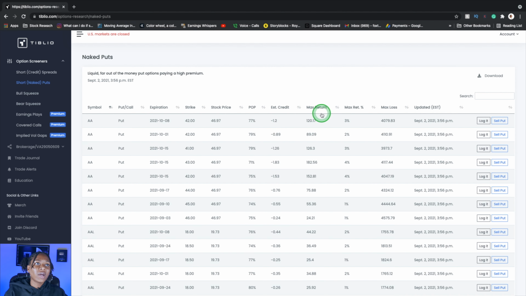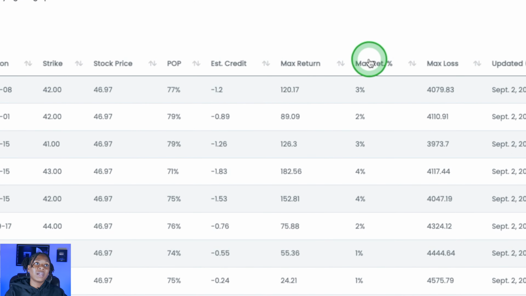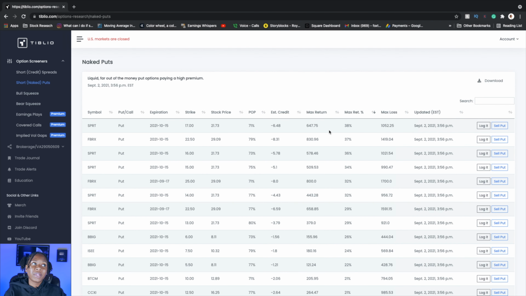So just looking right here, maximum return $120 versus a max loss of $4,000. Now this is to the extreme. They have a max return percent also. So max return of 647, max loss 1,000, that's a lot. Just be careful with these plays. And you don't necessarily have to just do a naked put. You can actually make this into a credit spread also, a put credit spread.